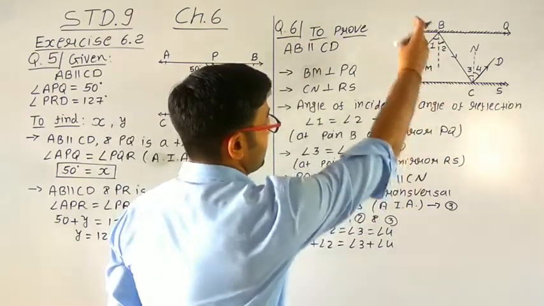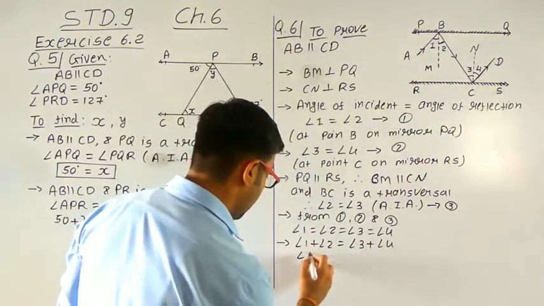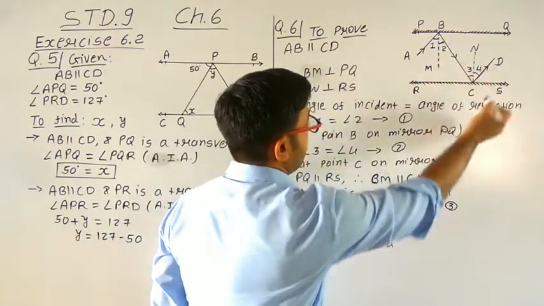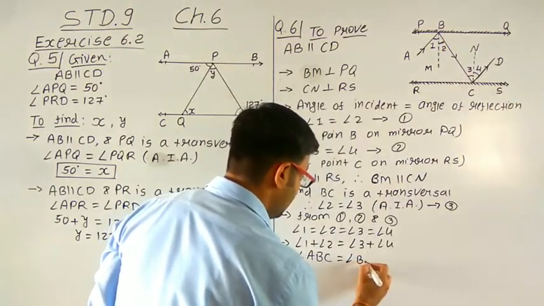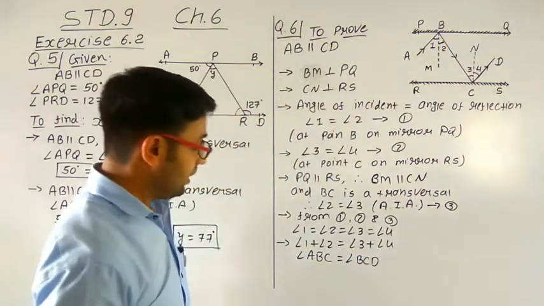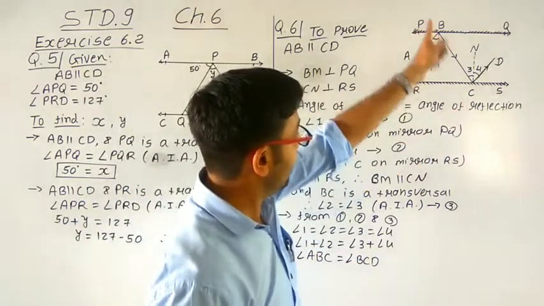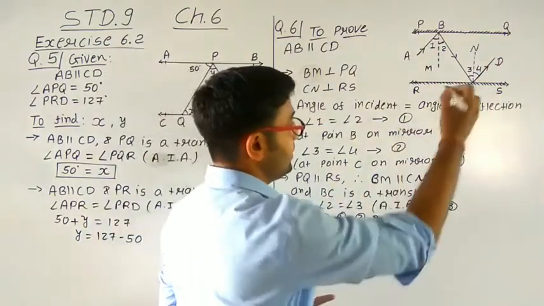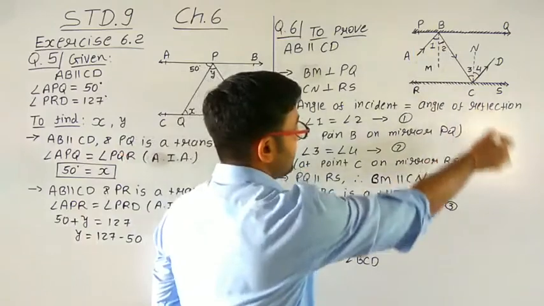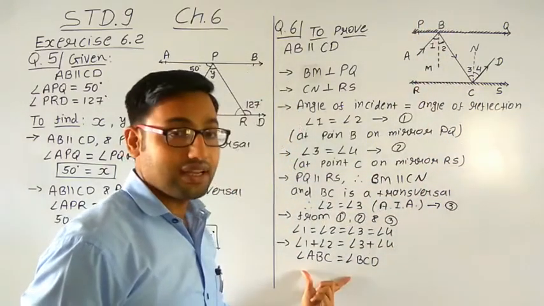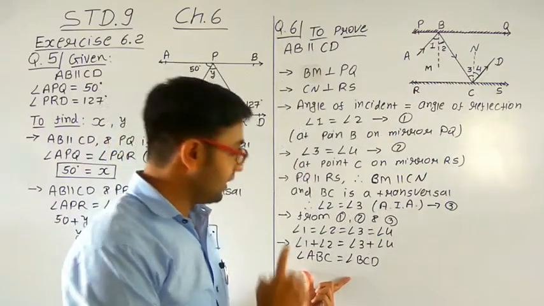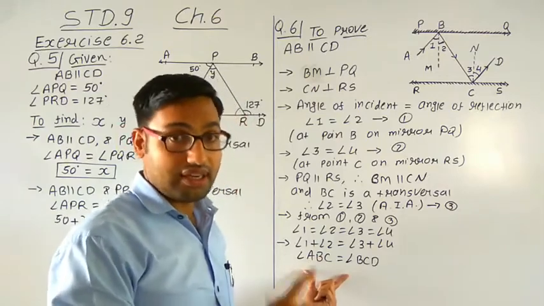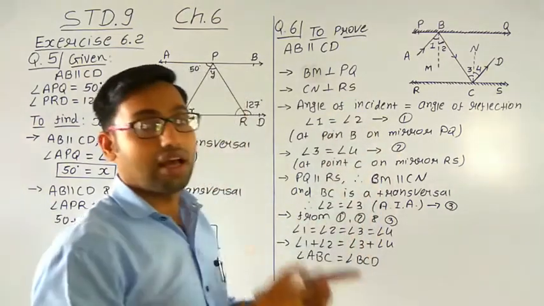Now when we add angles 1 and 2, what do we get? Angle ABC. In the same way, when we add 3 and 4, we get angle BCD. Now see, the two angles ABC and BCD are equal. If we consider AB and CD as two lines, with BC as the transversal, these angles make a pair of alternate interior angles. So according to theorem 6.3, if two alternate interior angles are equal, then the two lines are parallel to each other.